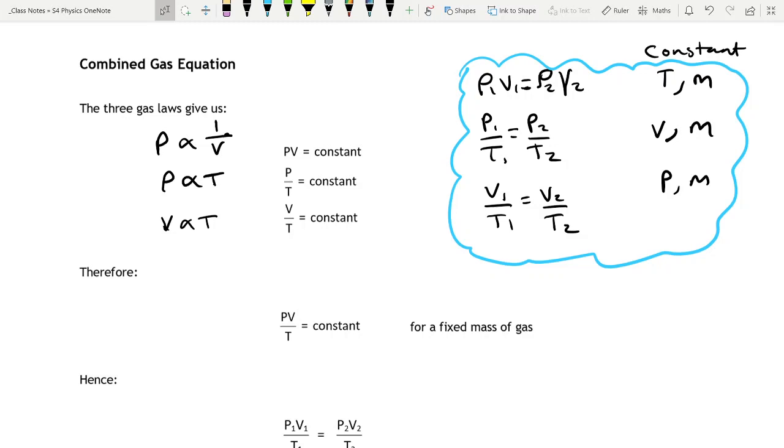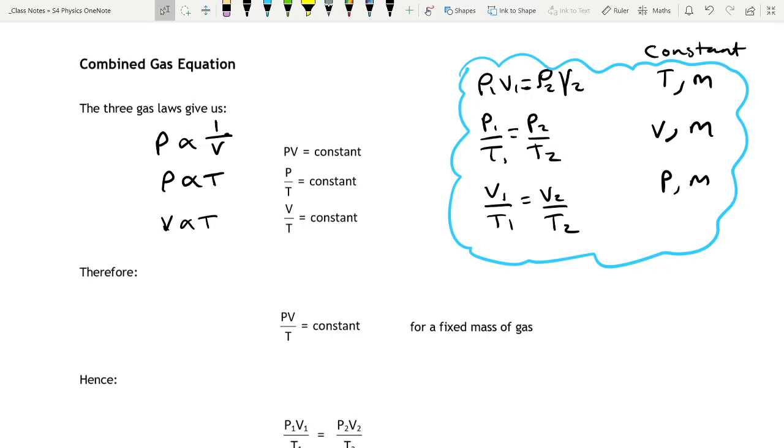So you'll see that I've written down a little summary on this page because I think this page is quite a good go-to to see, if you want to briefly have a look at the equations. So the three gas laws are P1V1 equals P2V2 with a constant temperature and mass. P1 over T1 equals P2 over T2 with a constant volume and mass. And V1 over T1 equals V2 over T2 with a constant pressure and mass.